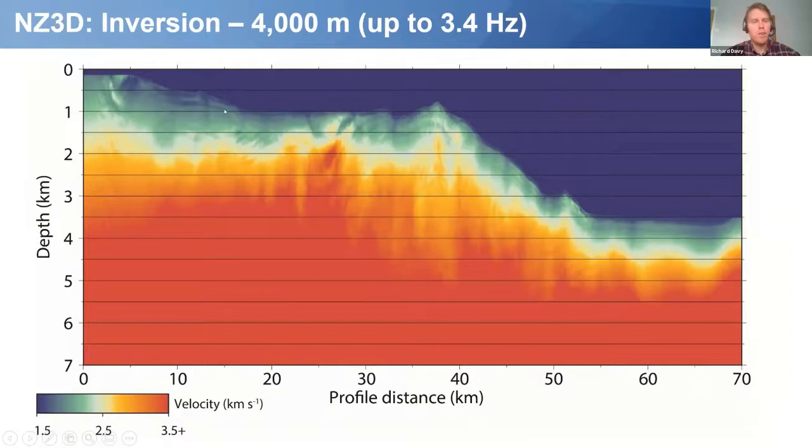So going to 4 kilometers, we can start to see we're building deeper into the model, just very gradually, making sure we don't get any cycle skipping. Down to 5 kilometers, we start to see we're building up even deeper in the model, which is really nice. Then out to 6 kilometers, we get our greatest depth. This is our maximum streamer offset, roughly.